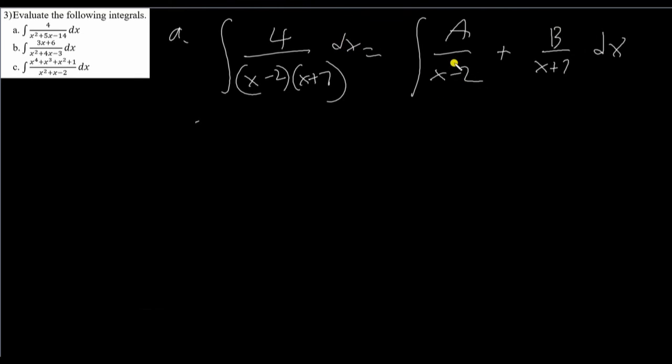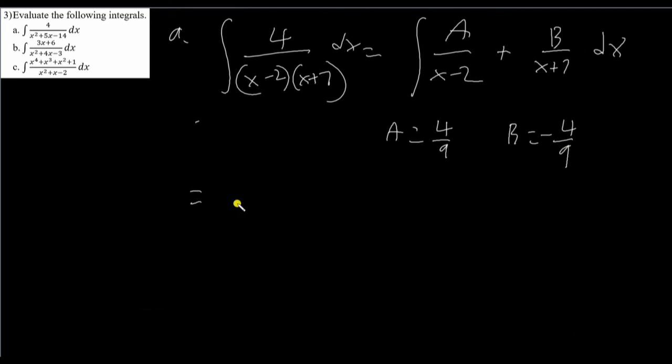And then if you know the really quick trick on how to do this, it shouldn't be more than a small thing. So for a, 2 is what makes the denominator 0 here, right? So I'm going to cover up the x minus 2 over here, and then plug in 2 for the rest of the equation. So it's going to be 4 over 2 plus 7, so 4 over 9, and that's going to be my value of a. And then for b, negative 7 is what makes this 0. So I'm going to cover up the x plus 7 and then plug in negative 7 into the rest. It's going to be 4 over negative 7 minus 2, 4 over negative 9, or negative 4 over 9. That's my value for b.